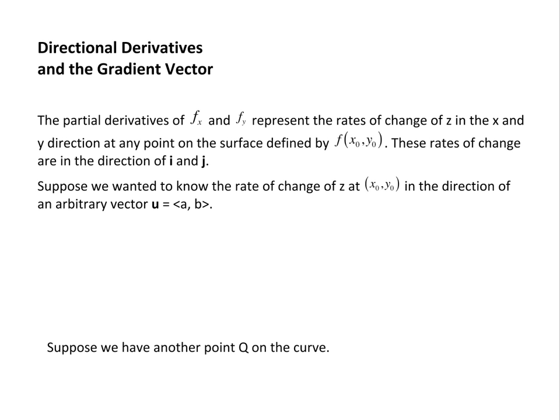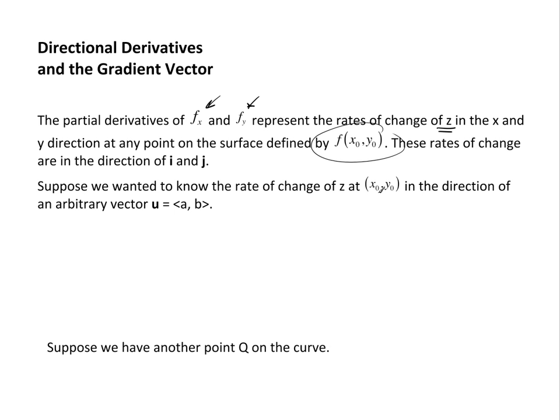When we looked at the partial derivatives with respect to x and with respect to y, these represent the rates of change, specifically of z, and that's important to remember, in the directions of x and y. At any point on the surface, that's obviously defined by this point. These rates of change are very specifically in the i and j directions, which is fine, but quite often we're more interested in some arbitrary direction.